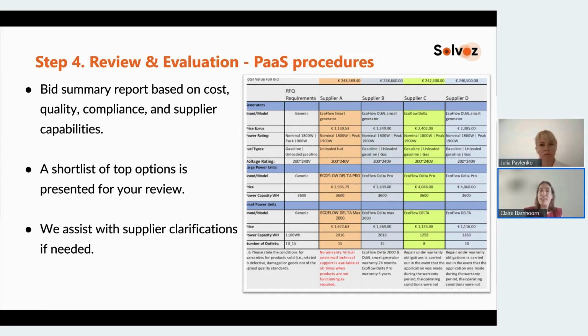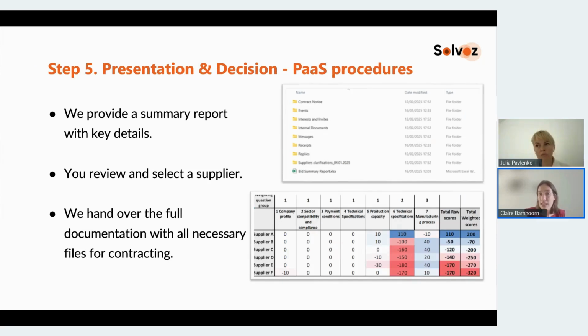Then step 5 is basically handing over the reports to you. We present it. There's summary reports. And then it's up to you and your team to review and select the suppliers. We are not engaged in making the decision. What we do is make sure we run the procedure according to your specification and request, and you will be handed over a full report. And not only the report, you will get the full documentation, a full folder structure with all the information required for contracting, including timestamps, all the individual responses and communication with the suppliers and vendors. So basically, that is a PaaS procedure.